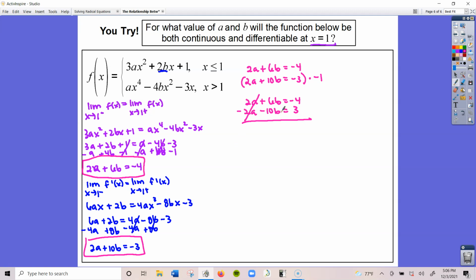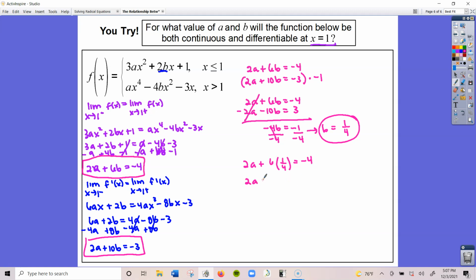My a's here would cancel. 6b minus 10b is going to be negative 4b, is equal to negative 4 plus 3, which is negative 1. Divide by negative 4, and we get that b is equal to 1/4. So I got my b. Now I need a. In order to get a, you can plug in b into either of the original equations. I'm going to plug it into the top one. So 2a plus 6 times b, which is 1/4, equals negative 4.